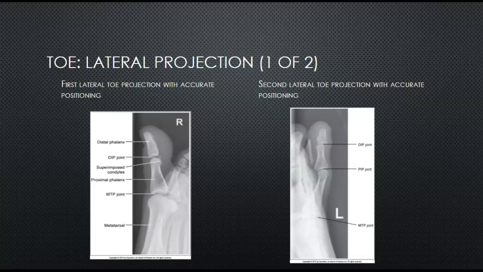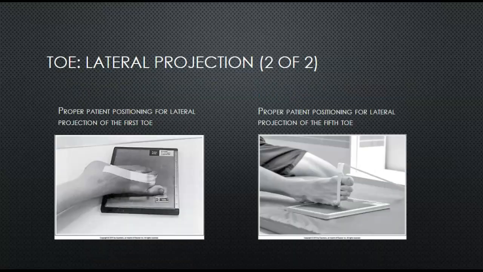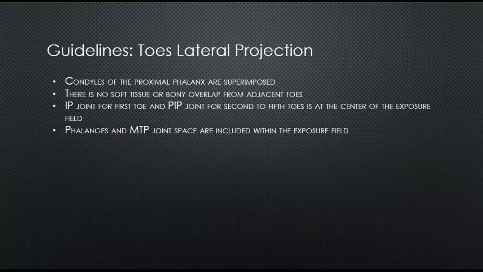We should know that the first toe projection should be internally rotated, whereas for the fifth toe and the fourth toe, you may have to laterally rotate the foot in order to get the anatomic body closer to the IR. I have included the image analysis guidelines with this presentation for the lateral projection.